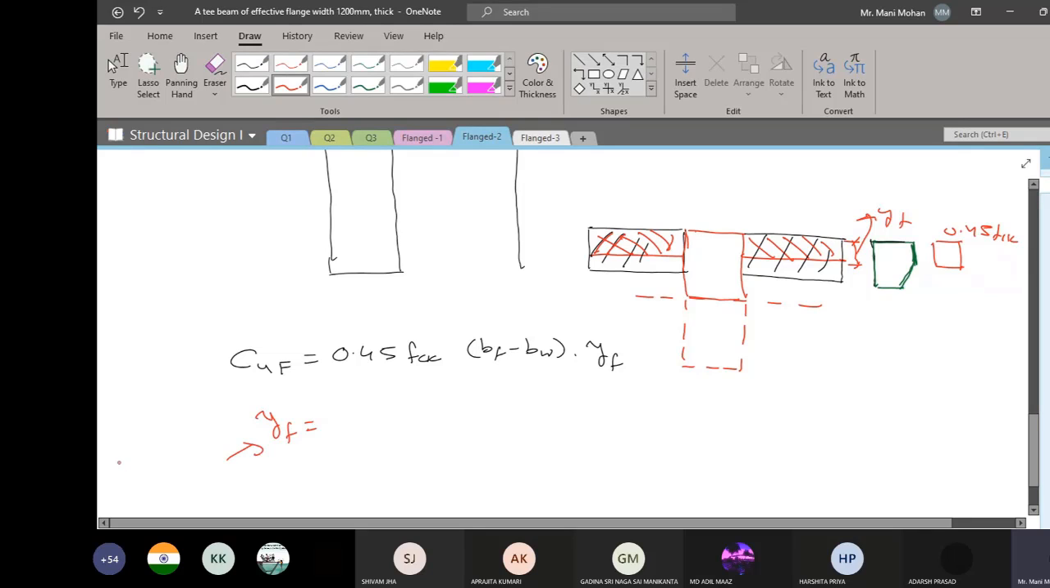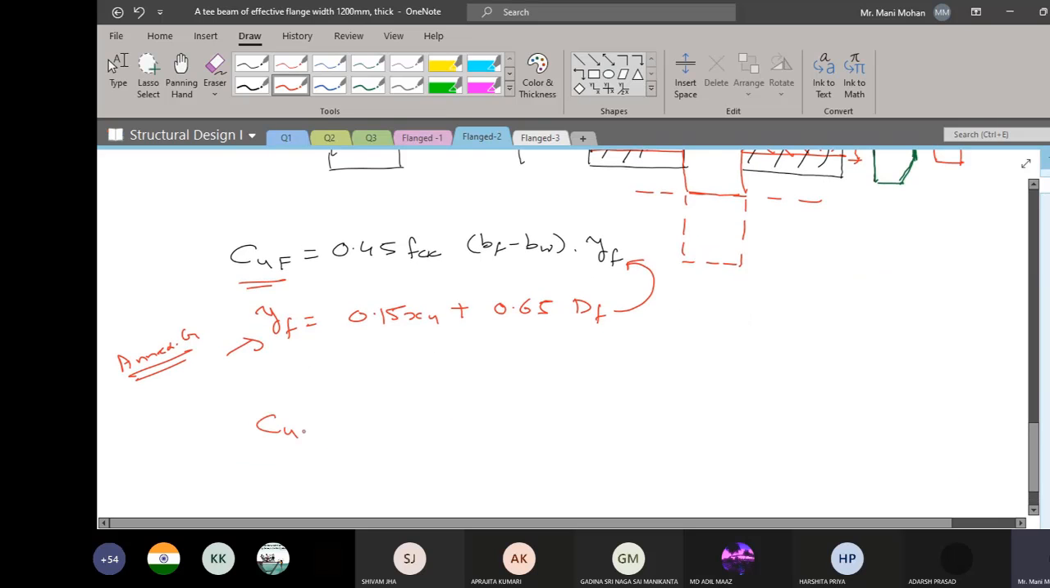So you have this compression force in the flange, and YF is given by the code in Annexure G. Please open IS 456:2000, there you'll find the value of YF. What was the value of YF which was specified? 0.15 XU plus 0.65 times the depth of flange, DF. So you substitute this value over here and get the value of compression force in the flange in terms of XU.